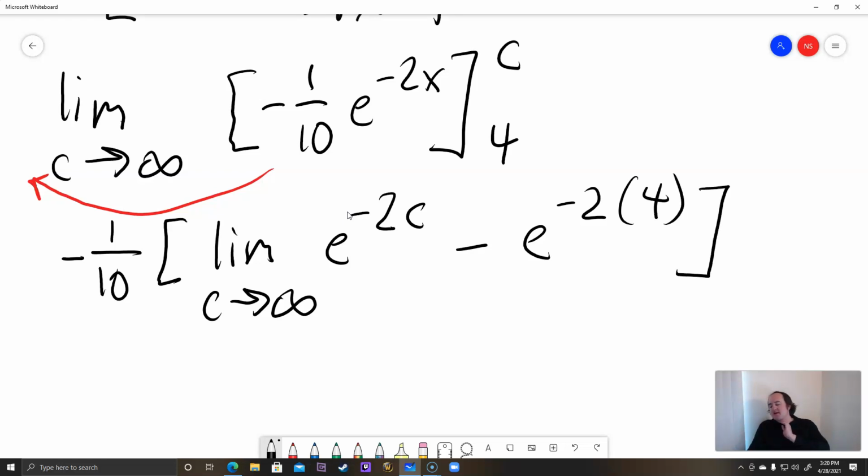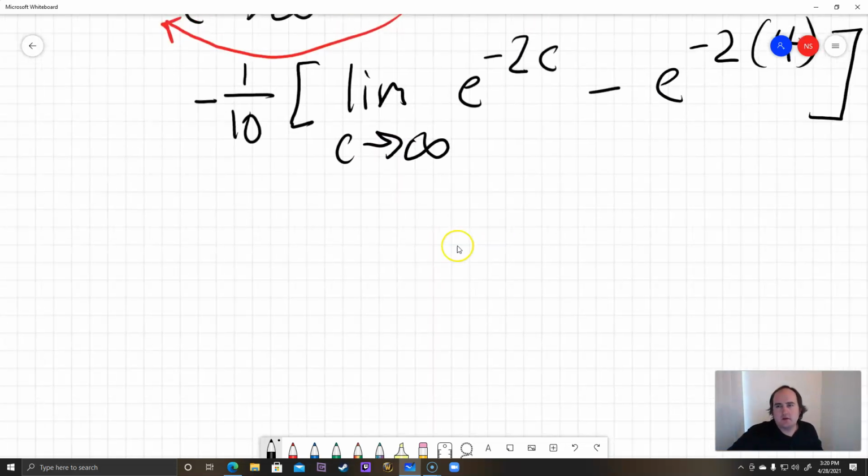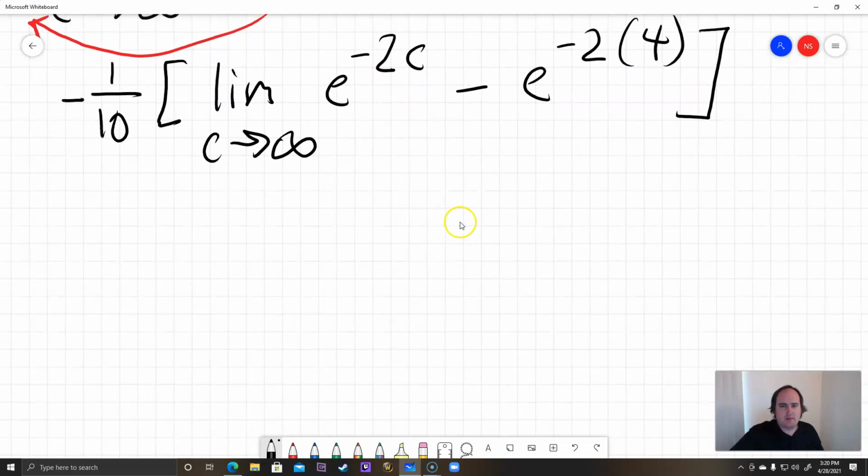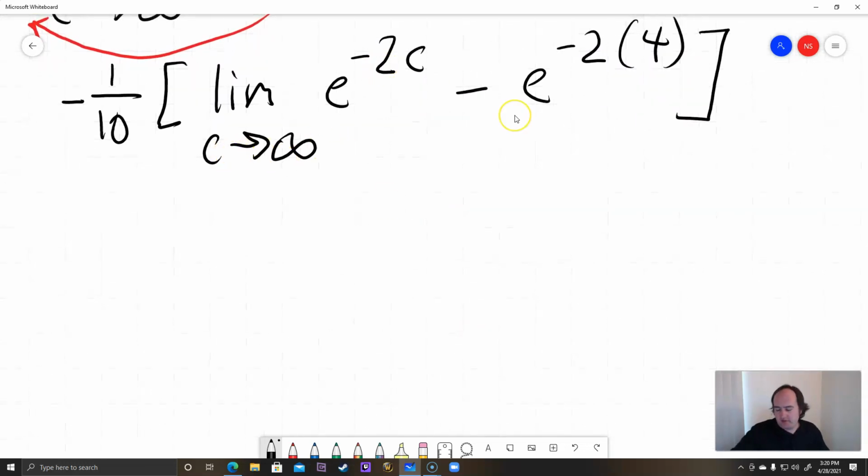So all I did in that step was I factored out the -1/10, and then I plugged in the top number, which was c, and then I subtracted it, evaluated the bottom number, which was 4, and I also brought the limit on the inside. Hopefully that's not too much though, because we've done a lot of problems like this on these videos. Okay, so now we just plug in infinity here. But remember, e to the negative 2c is actually the same as 1 over e to the positive 2c.